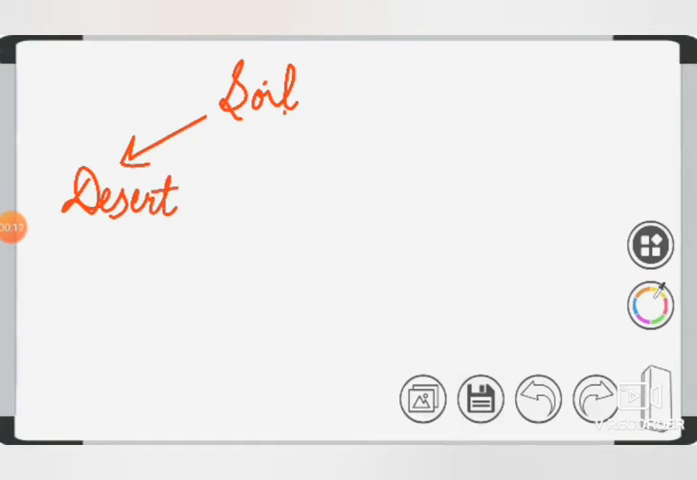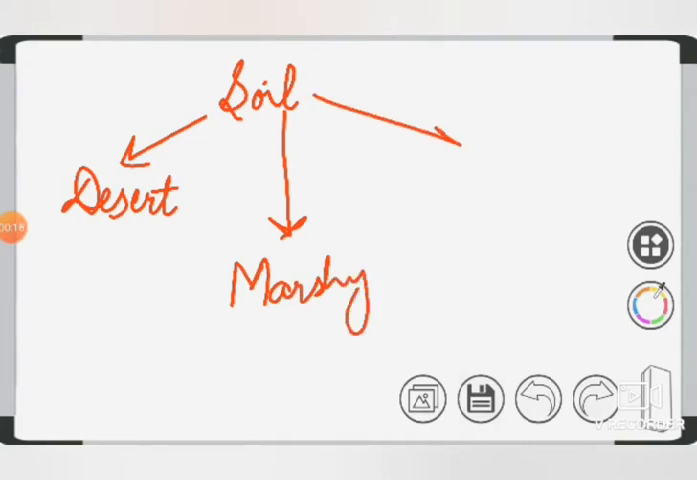Hello students, as you know we have covered almost all the types of soil. Three were left which will be covered in this video. The very first one is desert soil. Then comes your marshy soil. And the last one is your mountainous soil or mountain soil. Again, what you have to do is form a table and try to compare these.